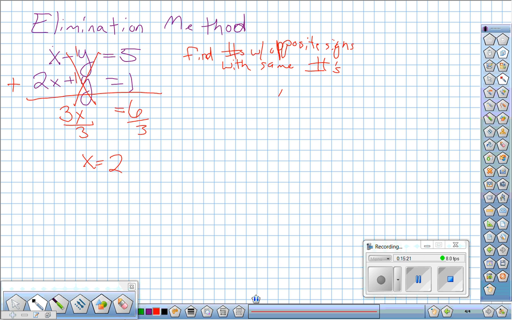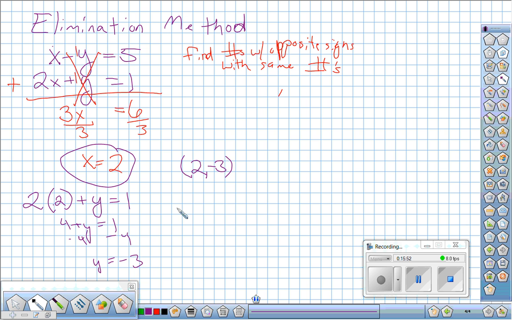Now I have to go back and use my other steps from my substitution stuff, and I'm always just plugging this one back in to whatever equation I'll do. I'll do the other equation this time. So I have 2x plus y equals 1. Plugging in, 2 times 2 is 4 plus y equals 1, minus 4 minus 4. y equals negative 3. Go back and rewrite it as a single point.